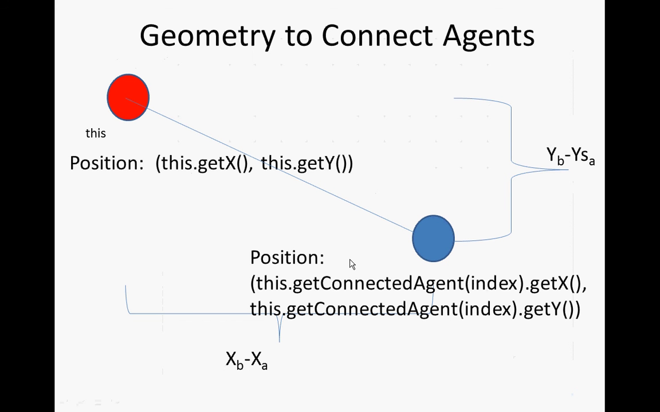Does that make sense to people? So this is my location, this.getX. I ask myself, what's my x location? And I'll return a value. And if I want to find what's the x location of the person I'm connected with, say it's person 0 of the persons that I'm connected with, I could say this.getConnectedAgent of 0.